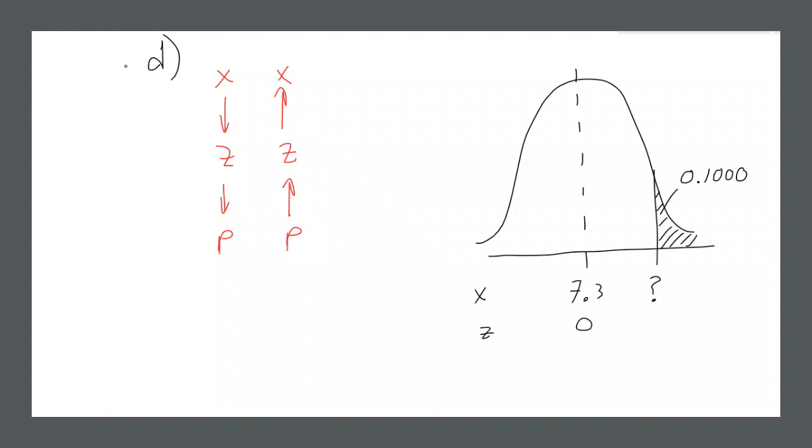Well, to match up a Z value with a probability, we need the probability of being below a certain value. So if this shaded region is the top 10%, well then the not shaded region is going to be the bottom 90%, 0.9000. So we're going to look for that probability on the Z table and find the corresponding Z value. So we're going to look for whatever probability is closest to 0.9000.